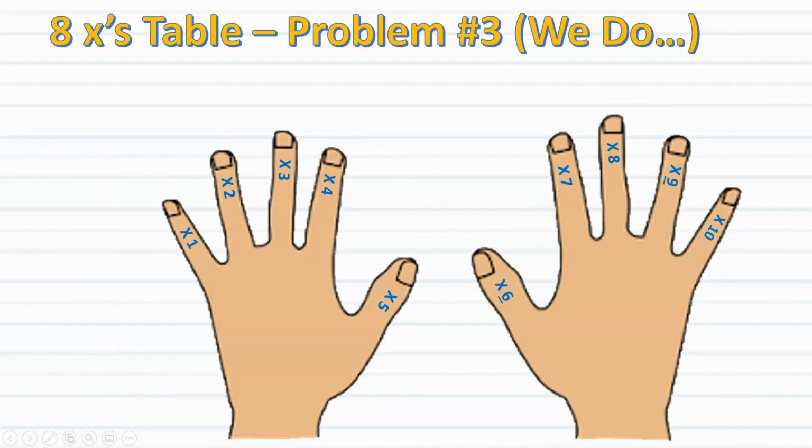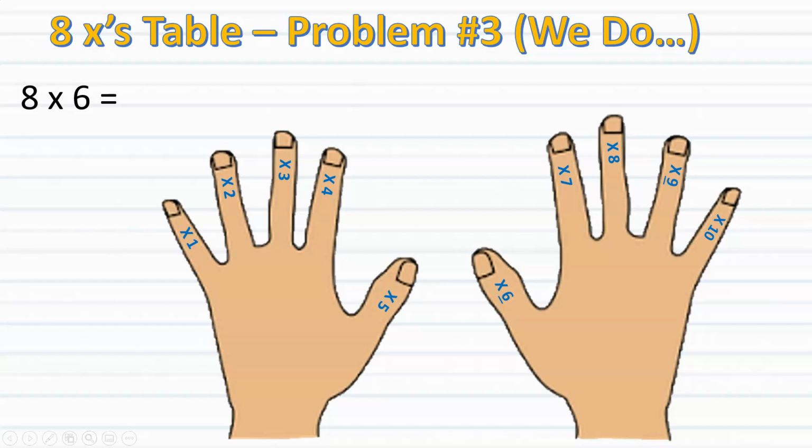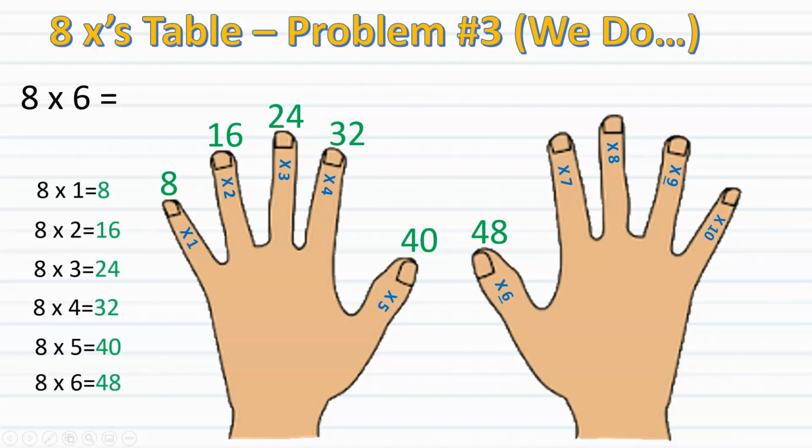Let's do another one together. This time we'll be solving for 8 times 6. So, what finger will we need to stop on? If you said the 6th finger, then you're correct. So let's begin. 8 and 16, 24, 32, 40 more, 48. Since 48 was the last number that I landed on, therefore I know that 8 times 6 equals 48.